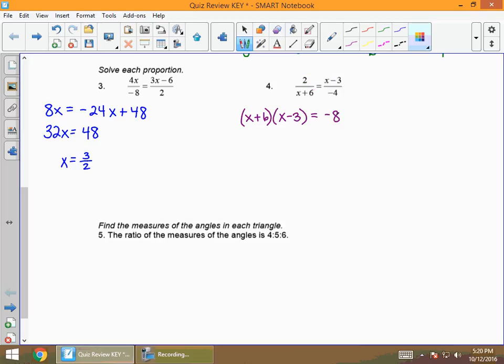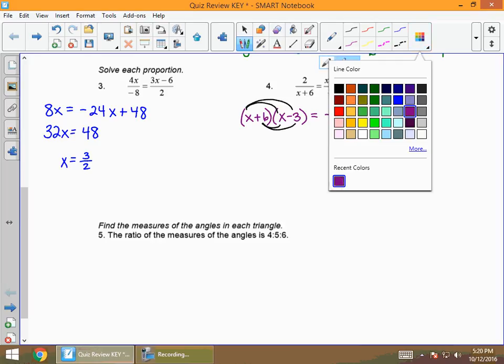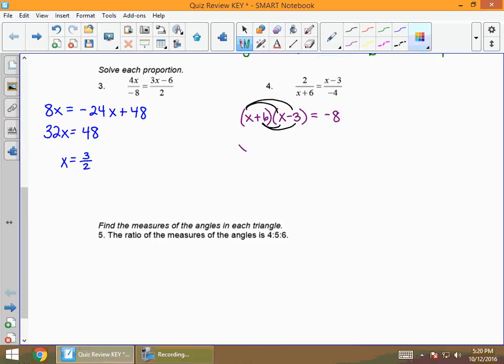This one is one of them that we saw several times in the practice. We're going to have to FOIL, set equal to 0, factor. So FOIL it first. That is x times negative 3, and looks something like that. So we have x squared minus 3x plus 6x minus 18 equals negative 8.